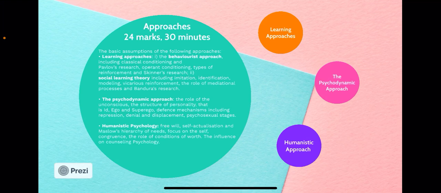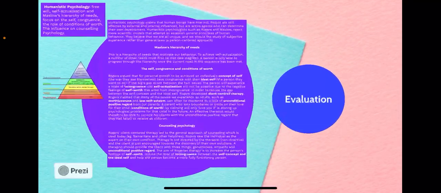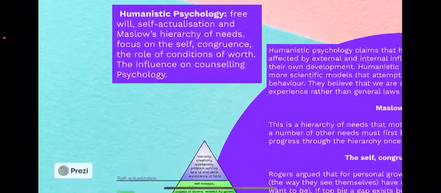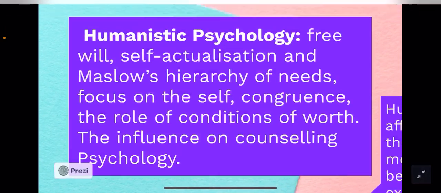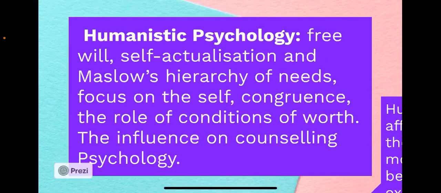This is the final part. We're going to have a look at the humanistic approach. If we have a look at the advanced information, just like the psychodynamic approach, there's quite a lot of key terms here that you need to be aware of. So again, these are listed in the worksheet, so make sure you can define all of these key terms.